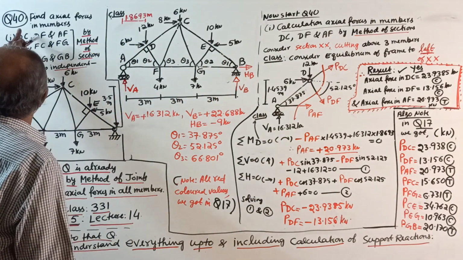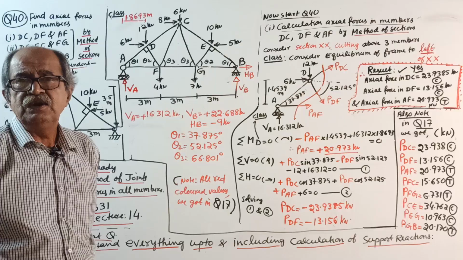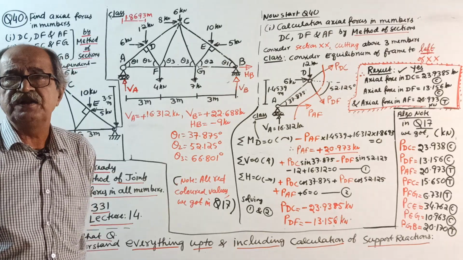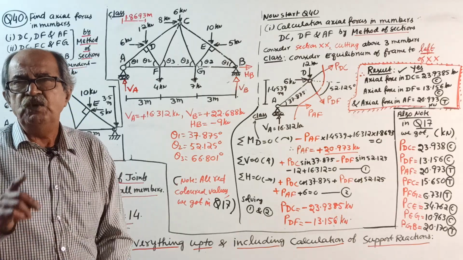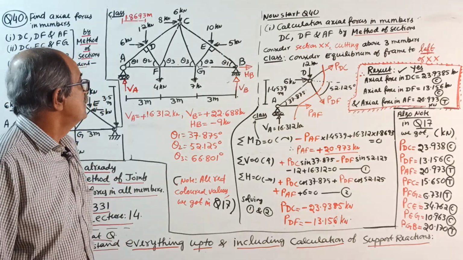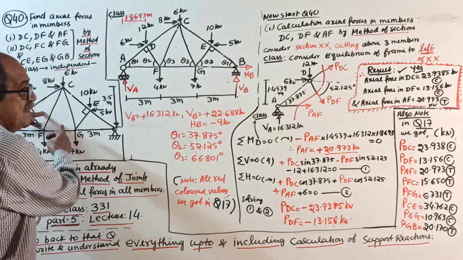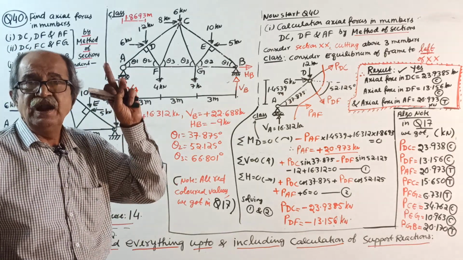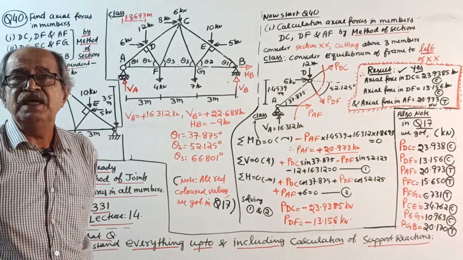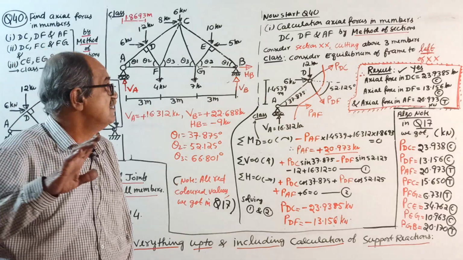Today, question number 40. Remember, today's class will be a somewhat short class. Short, but very, very powerful, because you can see so many things are there. See this frame. If you solve it by the method of joints, if you observe how much explanation I gave earlier, you can go back and see there.